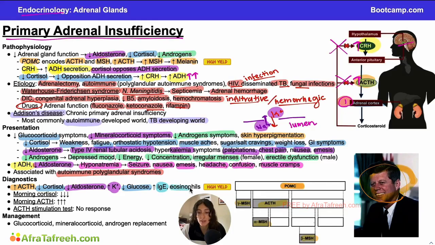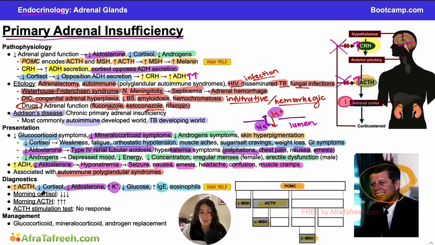And then a quick note on blood work in patients that have primary adrenal insufficiency. You might see elevated IgE or eosinophil levels, and this for me was a very important fact to know for Step 1, so I've included it here on your slide, as well as a high yield button, because all of these diagnostics are very high yield for Step 1, but this IgE and eosinophil increase was something that I definitely got asked about on rounds.